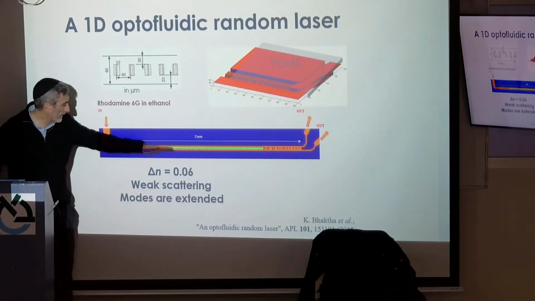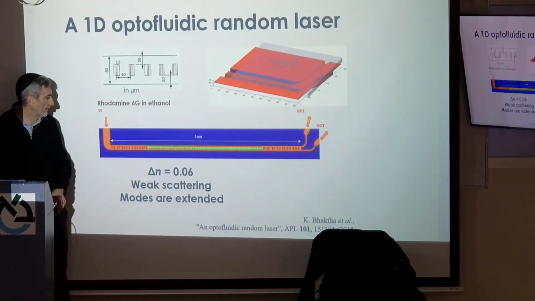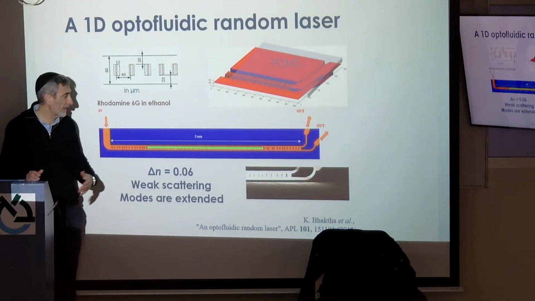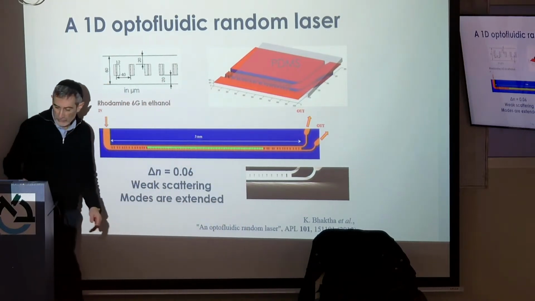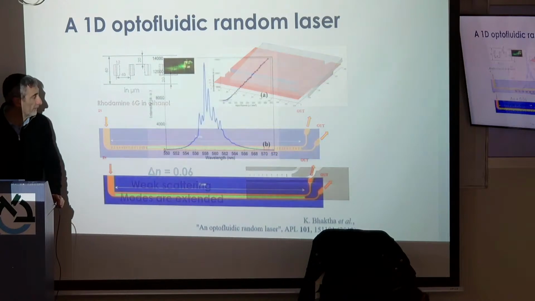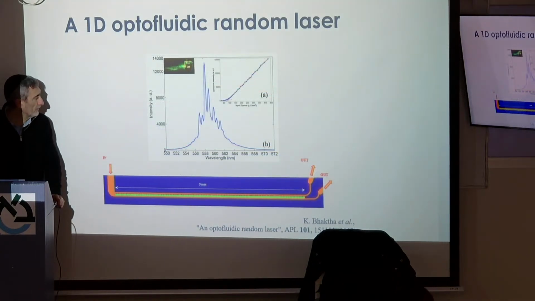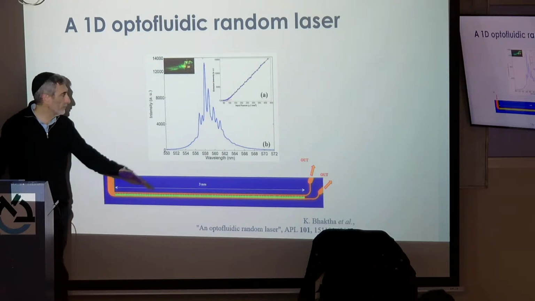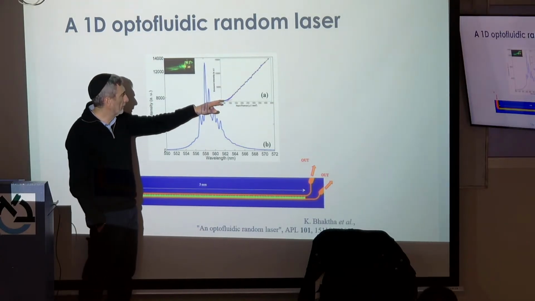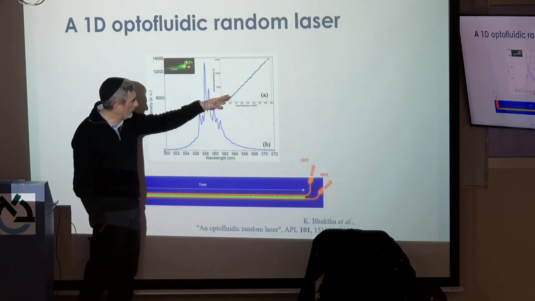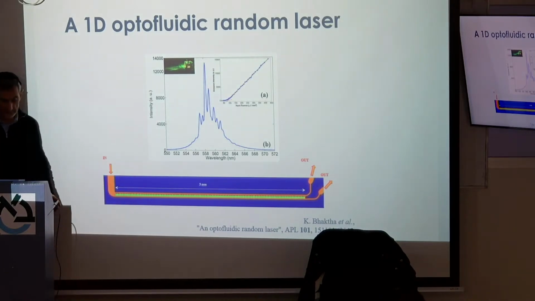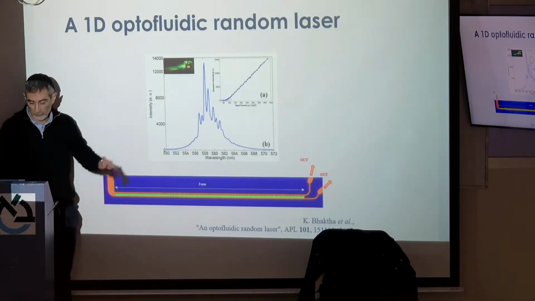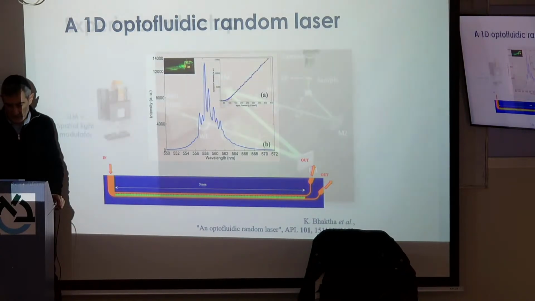So you pump like that with some green light, and what you observe is that light is emitted by this structure. You can actually see it on the side here, and you can measure the spectrum of this light. And typically that's what you get here. You get sharp peaks in the spectrum, and you see the characteristic of the laser here. Each mode starts to lase at the threshold, so this is the measure of the threshold here. And you see this beautiful picture here where you see the emission.